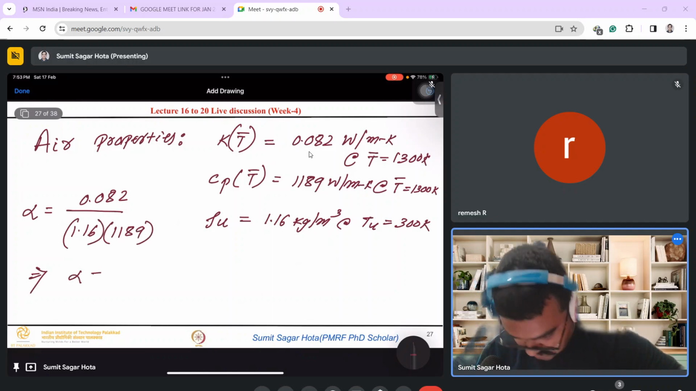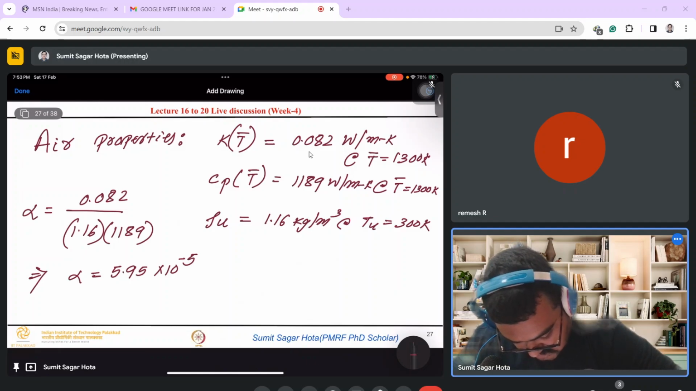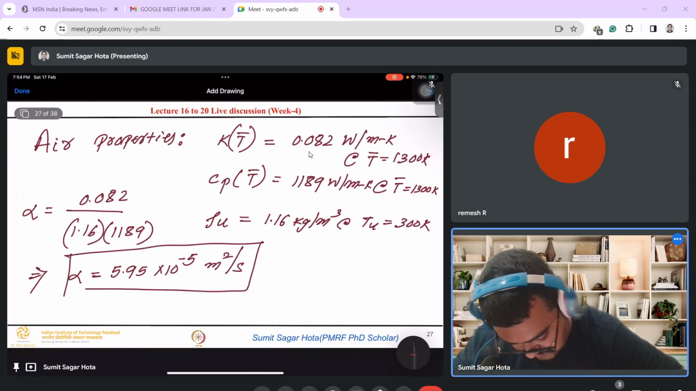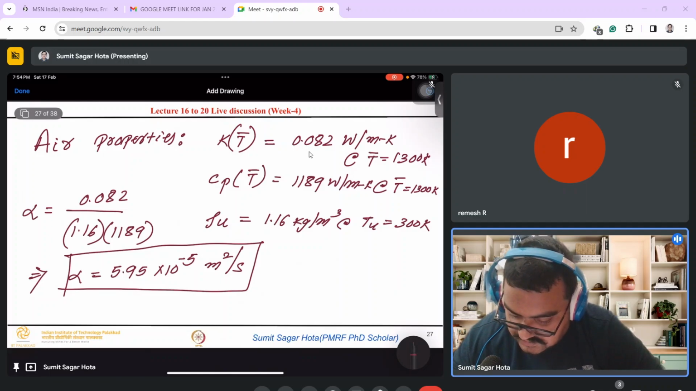So now we have alpha, 5.95 × 10^-5 meters square per second. Here it's not the angle, it's the thermal diffusivity alpha. Don't confuse. This is the type of question they may ask you.